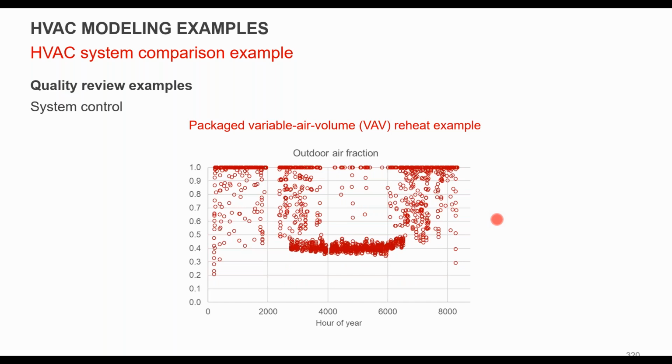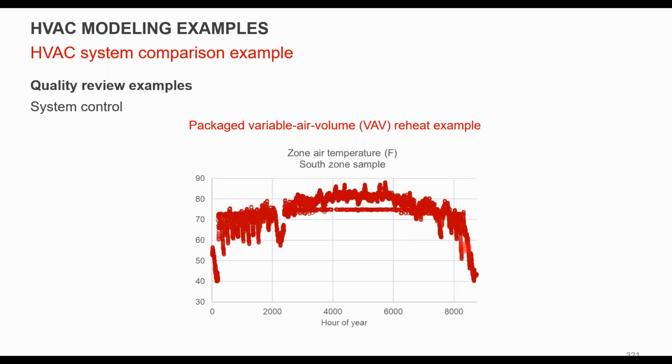Other things to look at: how your economizer is actually operating. In this case, you're getting a lot of winter and shoulder season economizing, and you're going down to your minimum fraction required in the middle of the summer. So it looks like it's running fairly well.